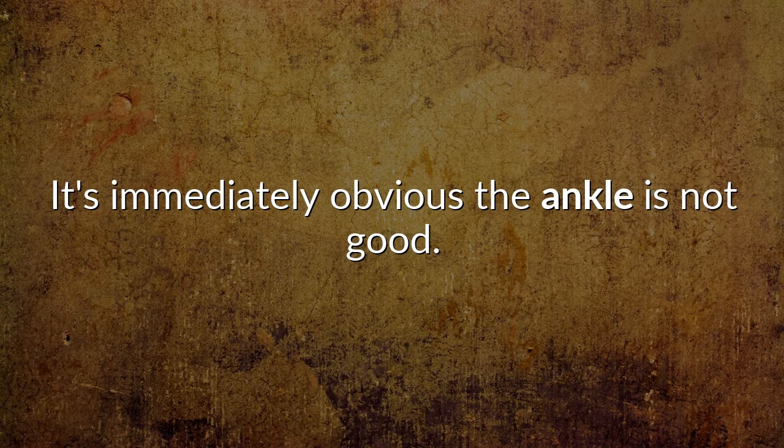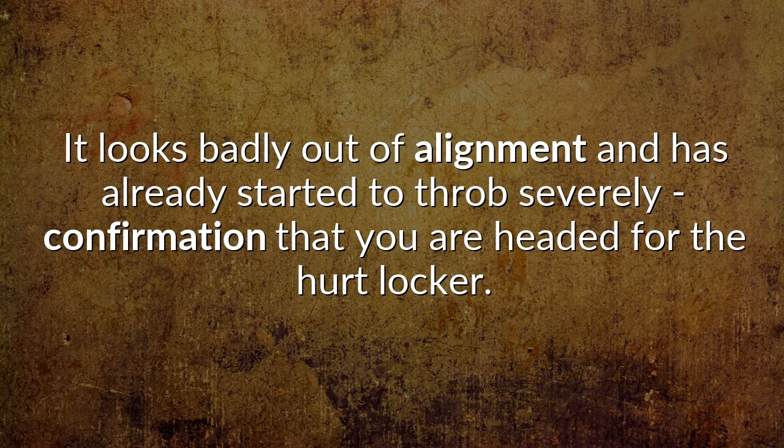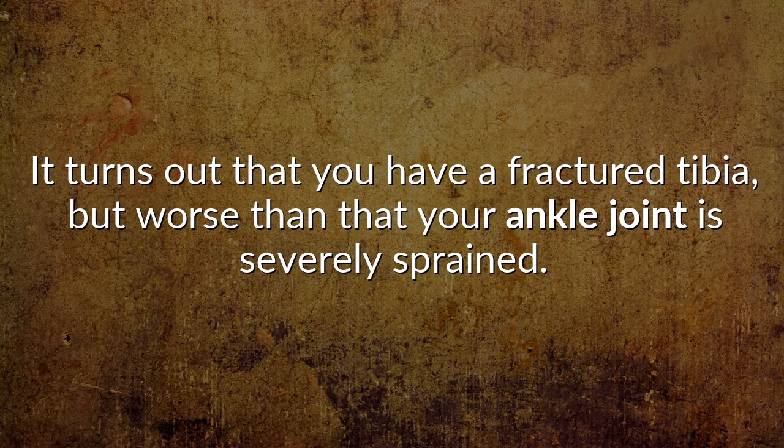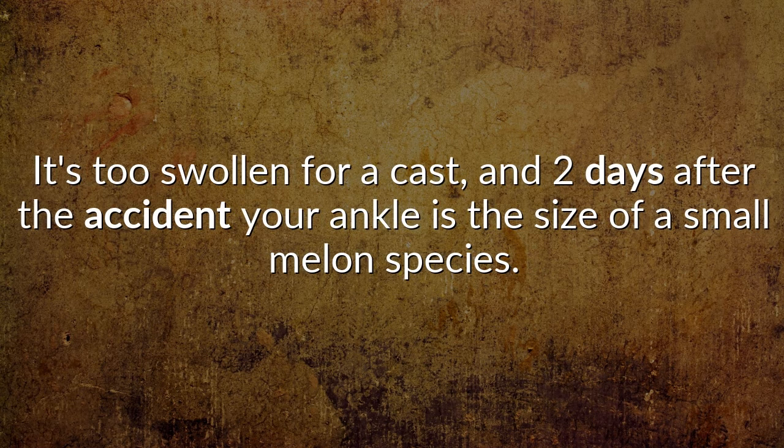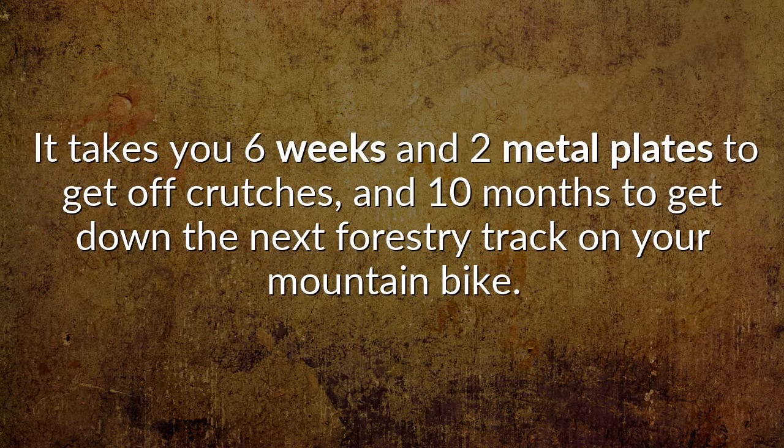It's immediately obvious the ankle is not good. It looks badly out of alignment and has already started to throb severely, confirmation that you are headed for the hurt locker. It turns out that you have a fractured tibia, but worse than that, your ankle joint is severely sprained. It's too swollen for a cast, and 2 days after the accident your ankle is the size of a small melon. It takes you 6 weeks and 2 metal plates to get off crutches, and 10 months to get down the next forestry track on your mountain bike.